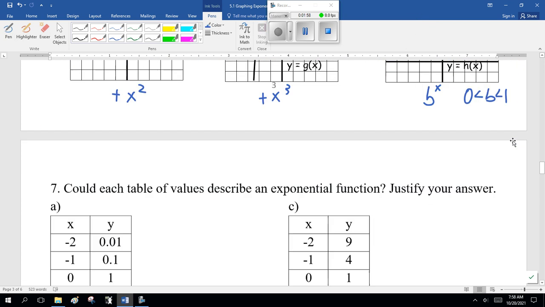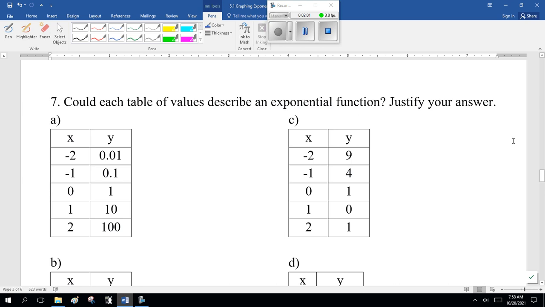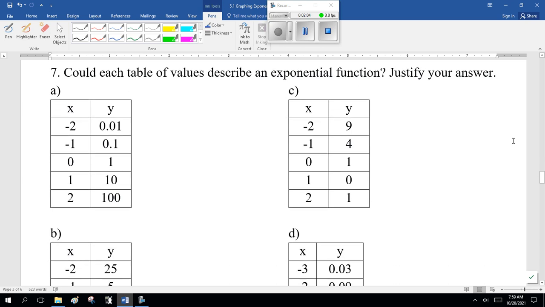All right. Now, next question. Could each table of values describe an exponential function? Justify your answer. Well, the first one is yes. Now, how do I know that? Well, I look at my table of values. Divide by 10, divide by 10, divide by 10, divide by 10. So it's decreasing. Going the other way, times 10. I'm sorry, ladies and gentlemen, coffee hasn't kicked in yet. Times 10, times 10, times 10.